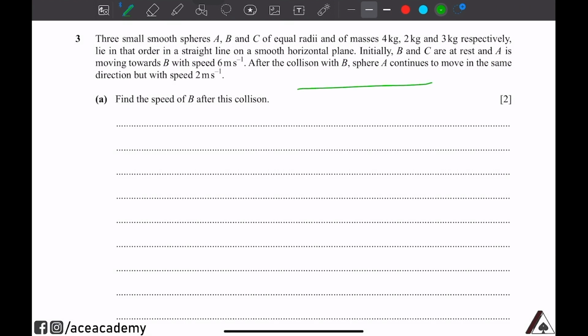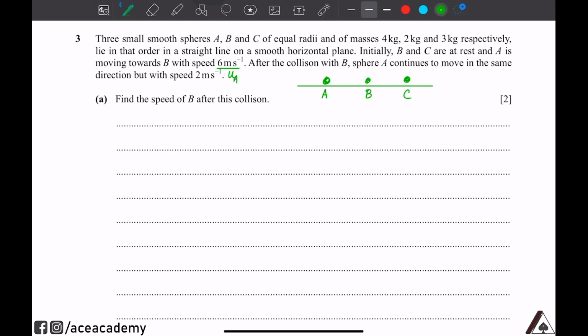So let's model that really quickly. If this is A, say that's B, and then that's C, okay? And initially B and C are at rest, and A is moving towards B with a speed of 6 meters per second. Okay, so that's the initial velocity for A. Let's mark that as UA.